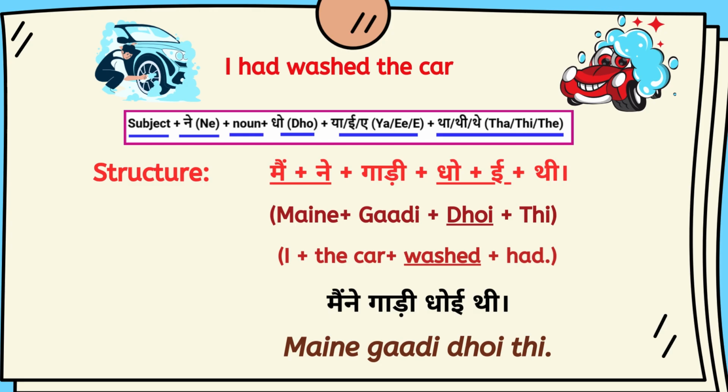becomes मैंने, which is I in the past tense, followed by the noun, that is गाड़ी, which means car, followed by धो. Now when धो is joined with e, it becomes धोई, which is the past participle form for a feminine singular object, meaning washed, and thi indicates the past perfect tense for a singular feminine noun. So the sentence becomes मैंने गाड़ी धोई थी.